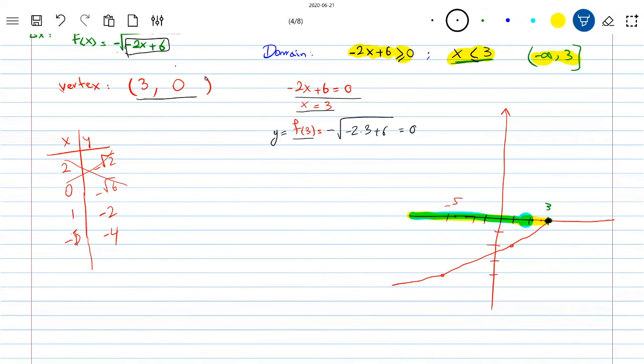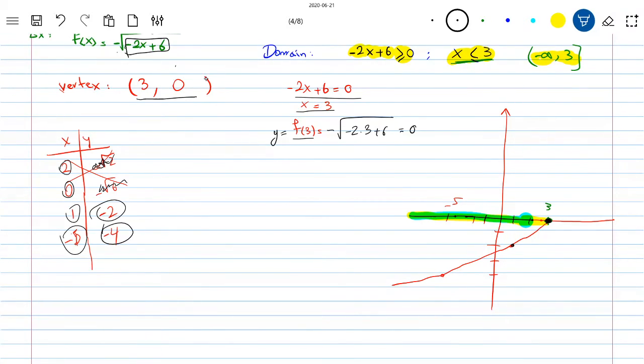How do I find the exact values? I pick a couple of points. I picked 2, 0, 1, negative 5 for x. If I put 2 into the function, you'll get negative root 2. It's not a nice number, it's a decimal number. That's why I ignored it. This is not a good choice. If I pick 0, I get negative square root of 6. Again, it's a decimal number. It's not really nice. But if you pick 1 and negative 5, then the corresponding y values are exact values. So maybe these are better choices. That's why I only use these two.